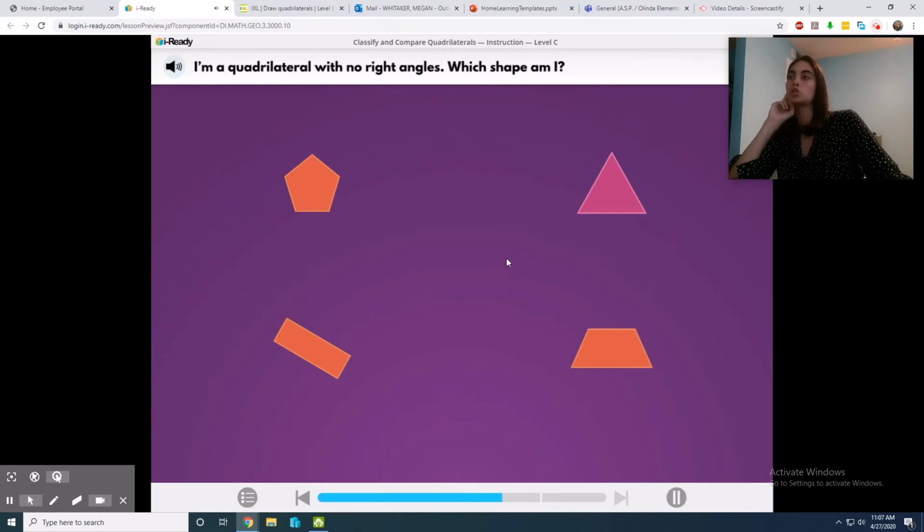Okay, so a quadrilateral with no right angles. So already we can take the triangle out of there because it's not a quadrilateral. Remember, a quadrilateral has 4 sides. This has more than 4 sides. So we're left with this one and this one. So we know our rectangle has 4 right angles. This is the only one it could be.